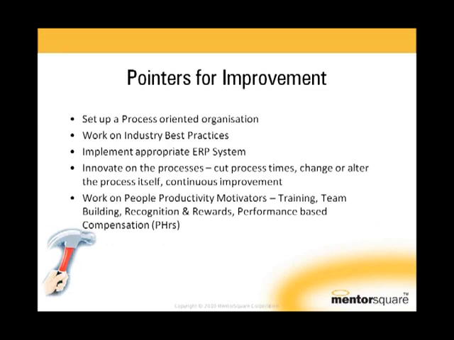Some pointers for improvement. One is, if you're already a process-oriented organization, look at how to improve it. If your organization is just function-oriented, that means I have only departments but there's no interconnecting process between those departments, then look at changing that culture by setting it up as a process-oriented organization instead.